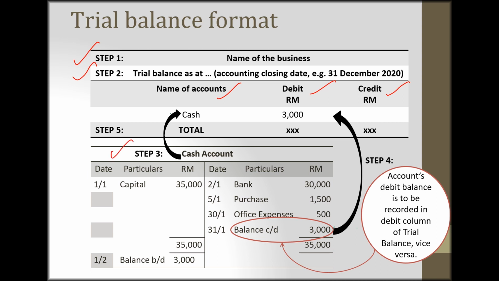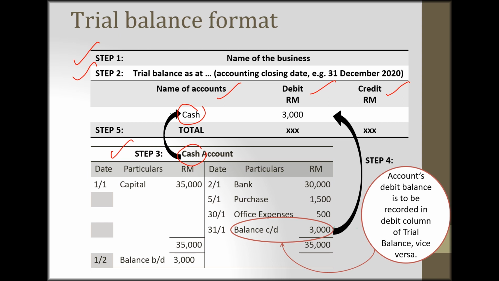So we have the cash account. The first thing that we are going to do is transfer the name of the account, so cash. The next step is to transfer the balance. In this case we have a debit balance, so I hope you still remember and understand the difference between debit balance, credit balance, and zero balance. What is a debit balance, credit balance, and zero balance?